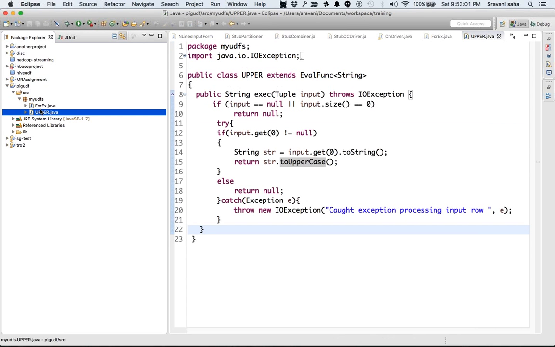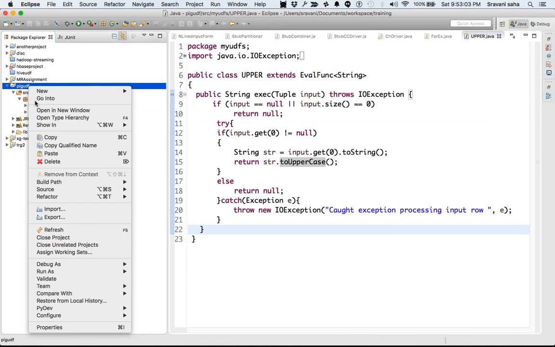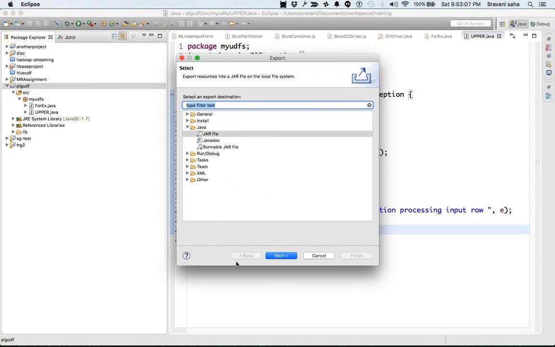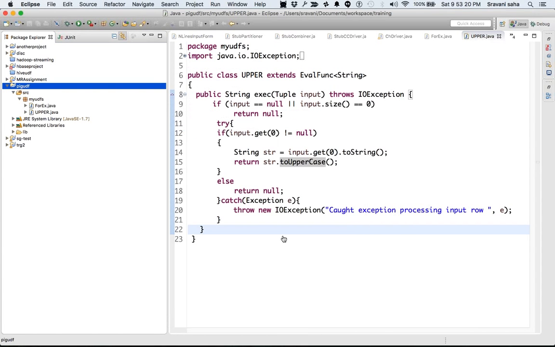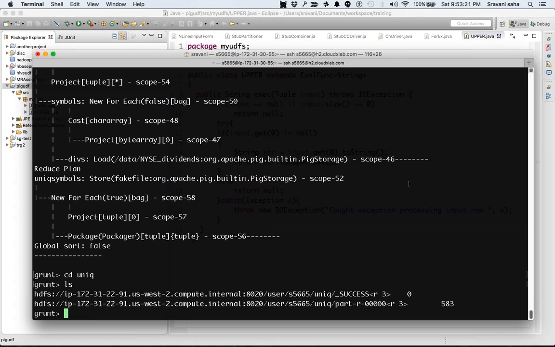Once we are done with that, we export it as a jar, just like the way we did for MapReduce. So we are saying here sg dash pig udf dot jar.